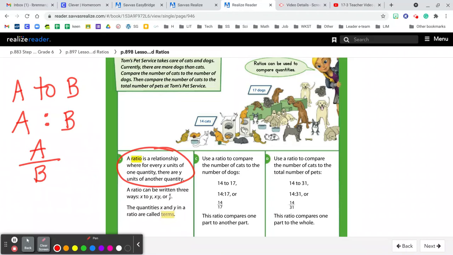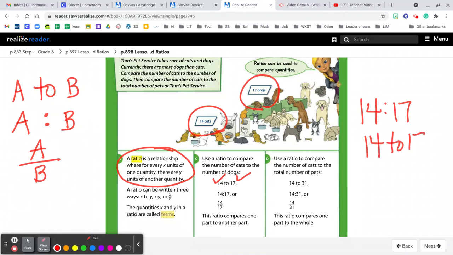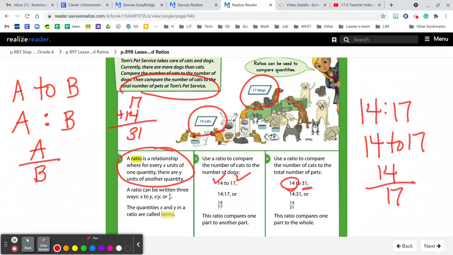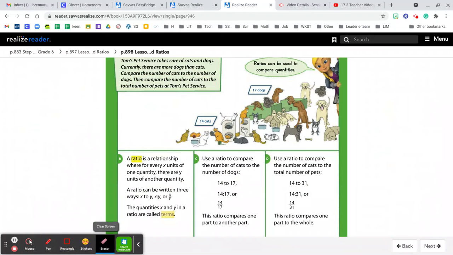So comparing the number of cats to dogs, we can see cats is 14, dogs is 17. So we can say 14 cats to 17 dogs, or we can say 14 cats for every 17 dogs. Now, when we want to figure out the total pets, then we're going to have to add those together. 17 plus 14 is 31. So now we're saying the cats is 14, the total is 31 for all pets. So our ratio changes a little bit. You have to be clear on what's being asked.